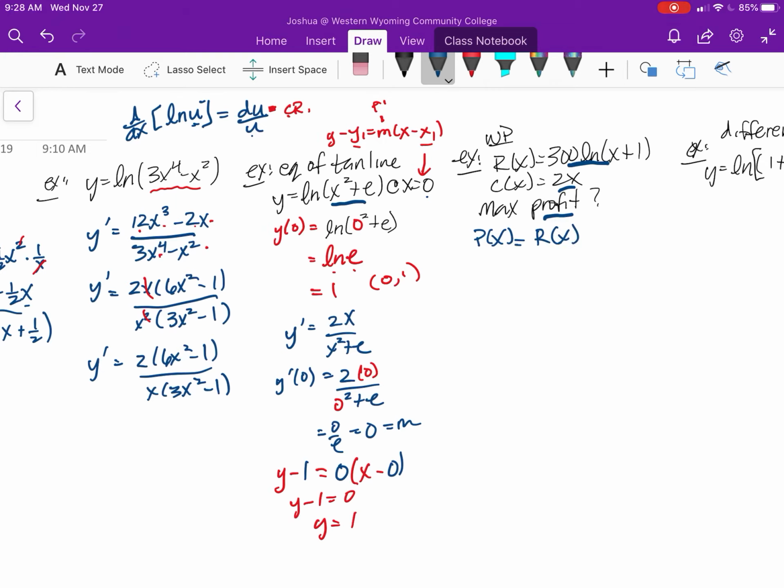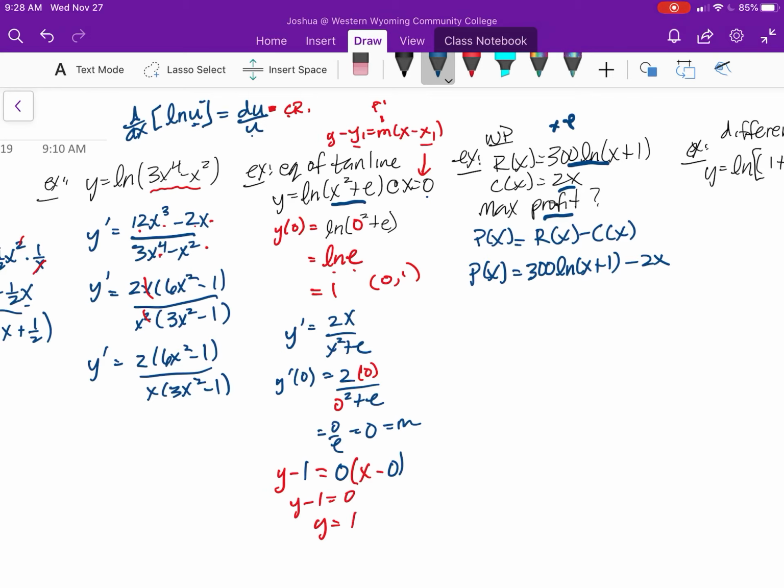So we take our revenue minus our cost. Now, sometimes the revenue, they don't give us the actual function. They give us a p, a demand function, and we'd have to do x times p. But in this case, it gives us the entire function. So let's substitute it in. Profit is our revenue, 300 ln of x plus 1, minus our cost, which is given as 2x.